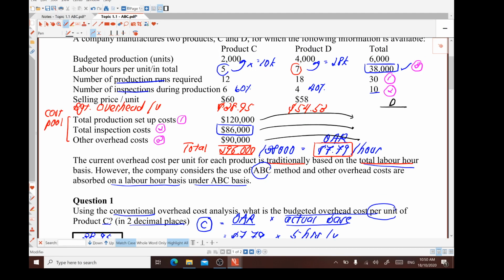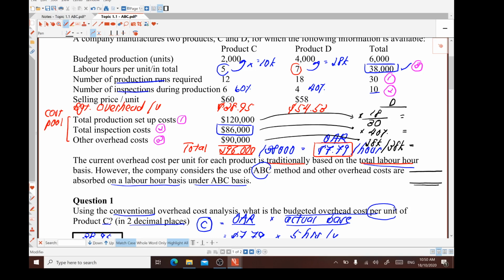So what can you do? The total setup cost 120. If it's for D, the production runs is going to be 18. So you multiply by 18/30. This is the first. The inspection cost, we can just multiply by 40% for D. And other overhead costs, we know that's like 28,000 hours over 38. And you will get a total right here.